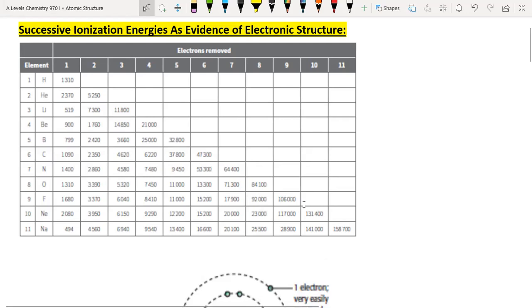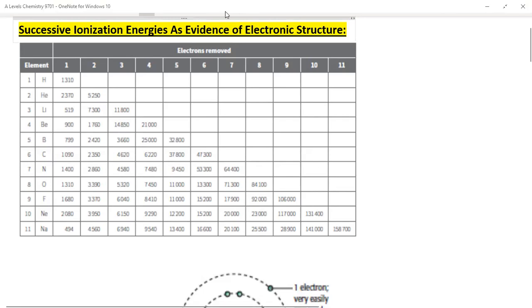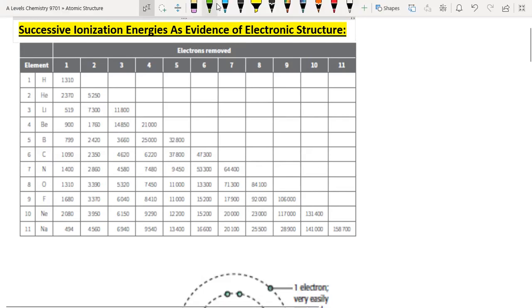First of all, I will remind you what ionization energy is. Ionization energy, as we have discussed, is the amount of energy required to remove an electron from the outermost shell of an atom in its gaseous state. Let's suppose we have an atom of hydrogen which contains a single electron. This single electron can be removed by giving the atom energy of 1310 joule per Kelvin.